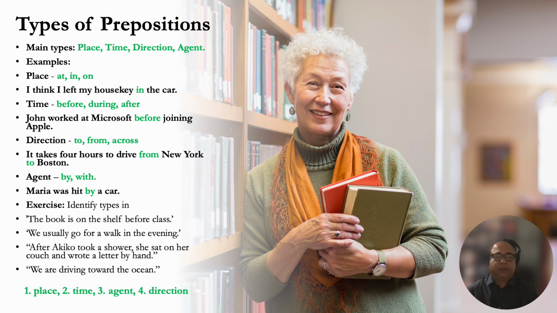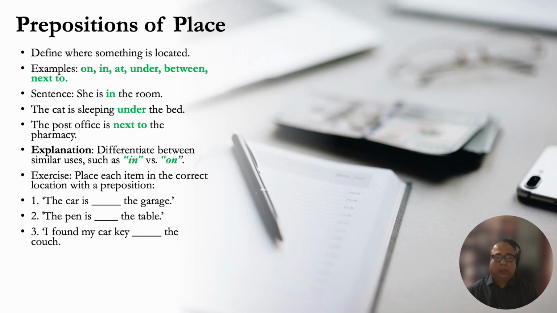Okay, did you get everything right? Let's move on. There are prepositions of place also. For example, in, on, at, under, between, next to something. These prepositions tell the reader or the listener where something is located, such as the cat is sleeping under the bed, or the post office is next to the pharmacy.